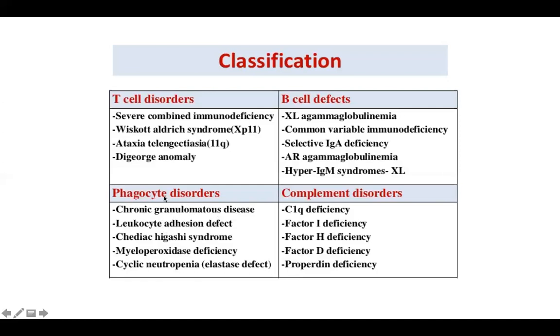So these basically, what will they do? They will either not allow the phagocyte to reach the site, like leukocyte adhesion defect, which will not allow the phagocyte to migrate to the site of inflammation. Chronic granulomatous disease will not allow the phagocyte to do the killing. So even if it reaches and it phagocytoses, still it is not able to do the killing. So these are the phagocyte disorders. Complement disorders, I'm not covering them in detail, but you just remember that even the complement system can have abnormalities.